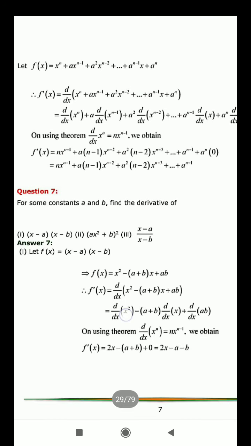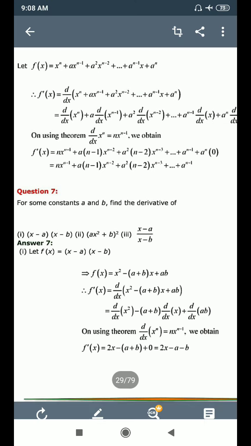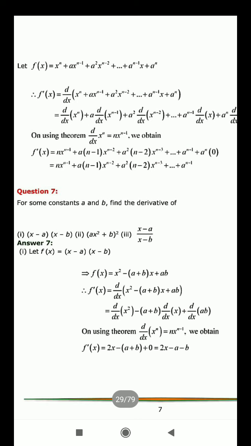So for the differentiation of x square, (a plus b), as I just explained, you take it outside, and derivative of x, and derivative of ab. As I just explained, the derivative of x square is 2x, derivative of x is 1. Wherever you get derivative of x, it will always be 1. And this is a constant, so its derivative is 0. So we will get only 2x minus (a plus b). That is the answer. Now come to the second part.